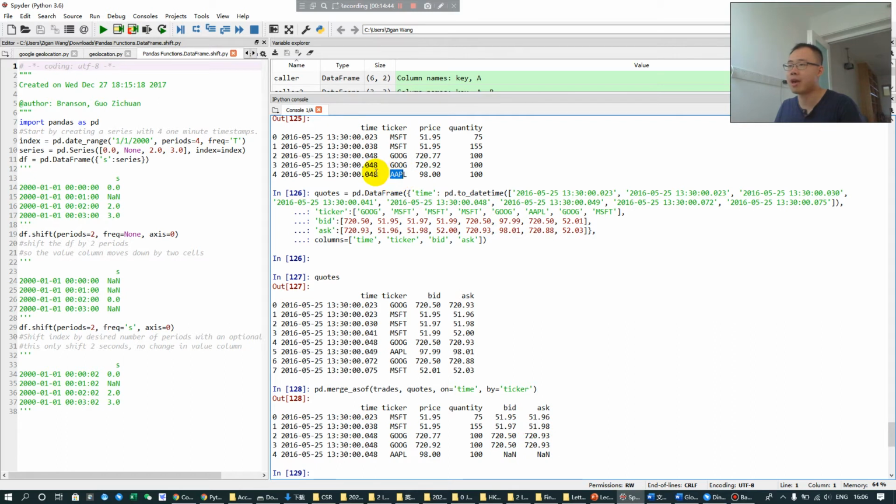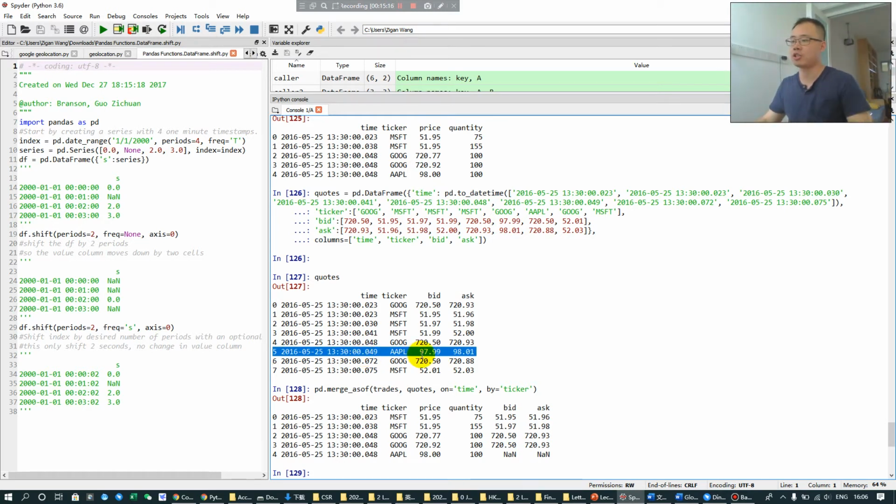For Apple, you have 048. And let's look at Apple. No, it doesn't have a time for Apple before 048. It does have one after 048, 049. But you can't have the bid and ask price after the trade price, the transaction price. Therefore, this observation is not merged into the merged data. So you have NaN for bid and ask.